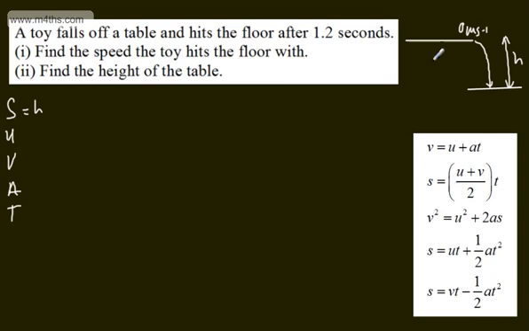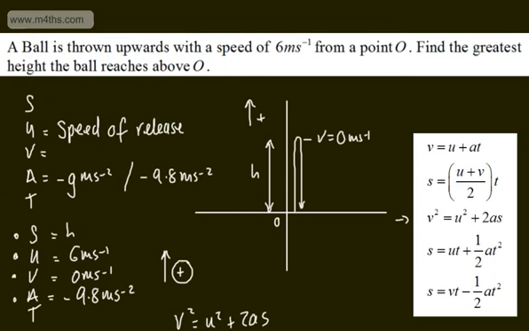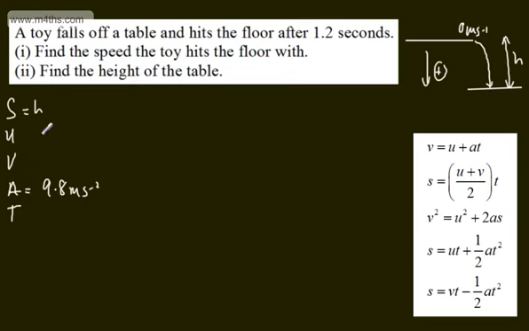Now this time I could take downwards to be positive. If that was the case, my acceleration is going to be 9.8 meters per second squared. Before, because I took up to be positive, it was minus 9.8, but because I'm taking down to be positive, it's going to be positive. Initial velocity is 0 meters per second, because it has fallen off the table. And now what we need is the speed, and that is v.